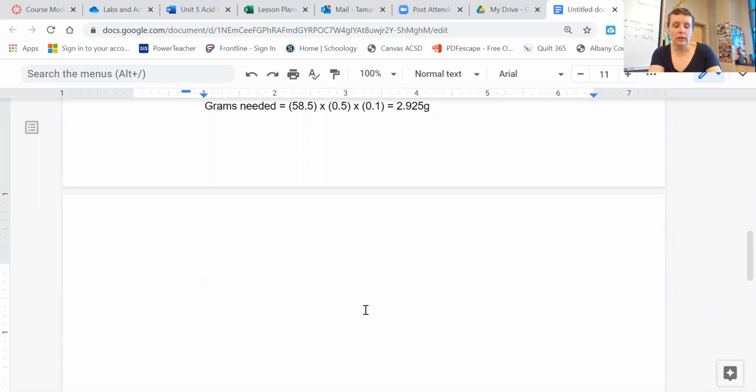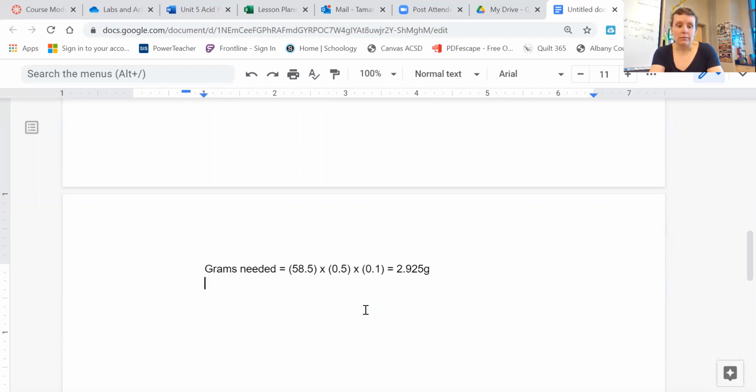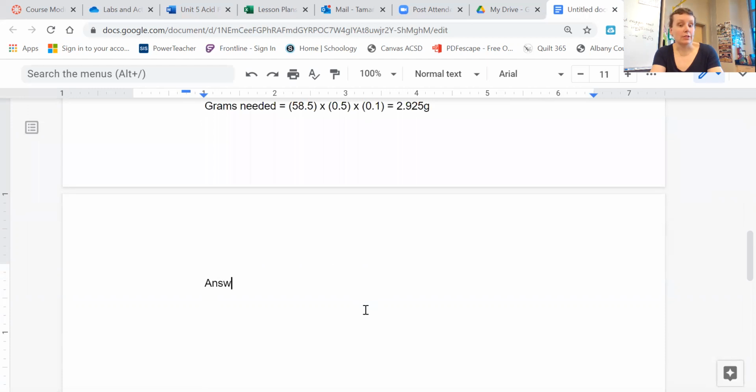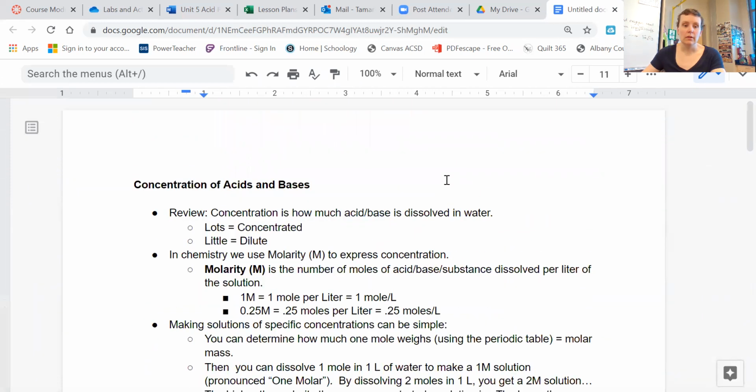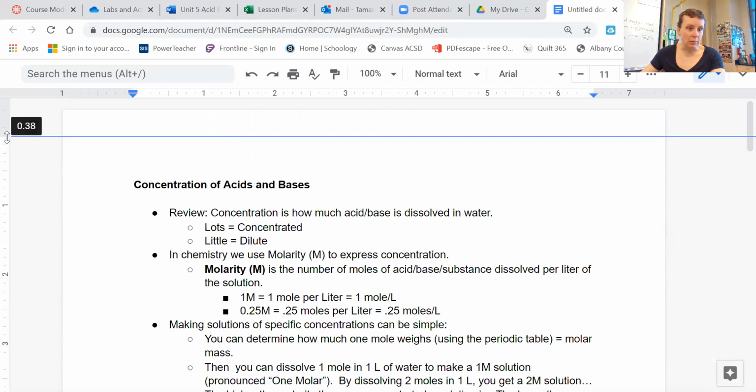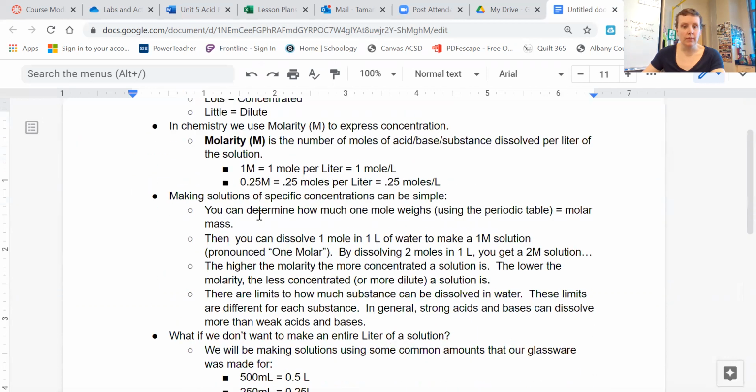So here we go. Answer: dissolve 2.925 grams of NaCl in 100 milliliters of water. So remember that volume comes from the problem. The grams needed to dissolve comes from our calculation.